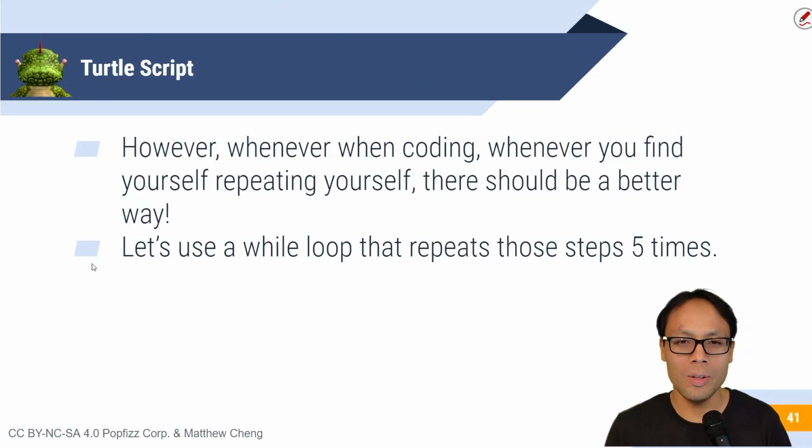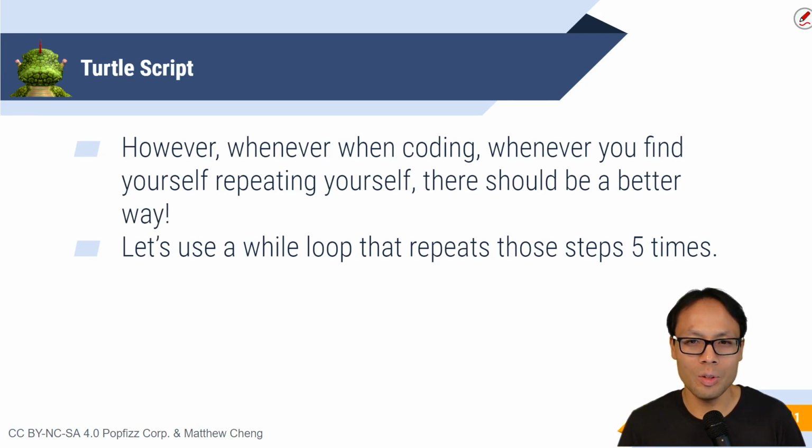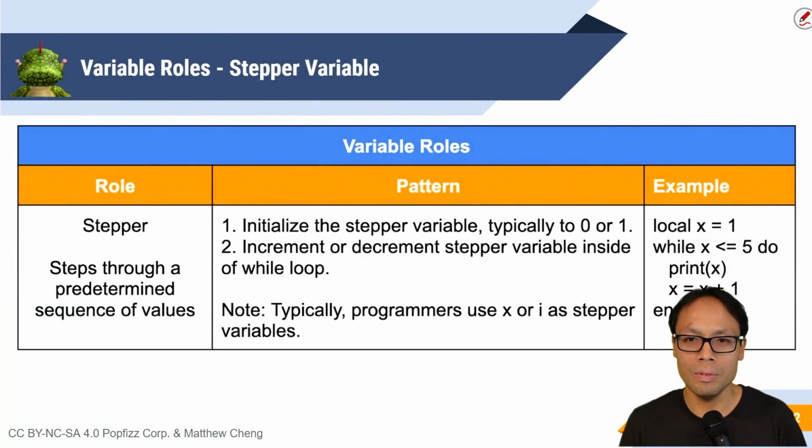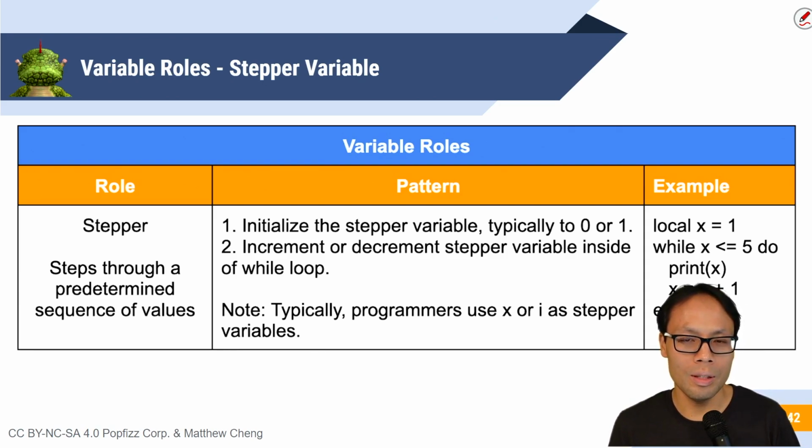However, when coding, whenever you find yourself repeating yourself, you just think to yourself that there's probably a better way to do this. So let's use a while loop that repeats 5 times. That way we won't have to duplicate our code as we just did. So to use a while loop like this, we're going to do something a little bit different than we did with the while true loop.